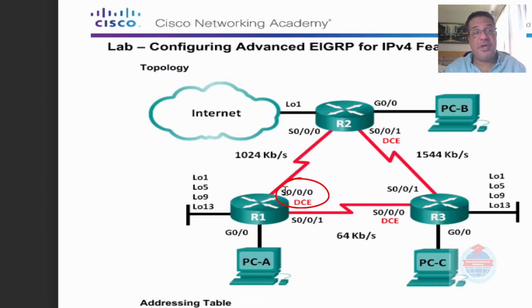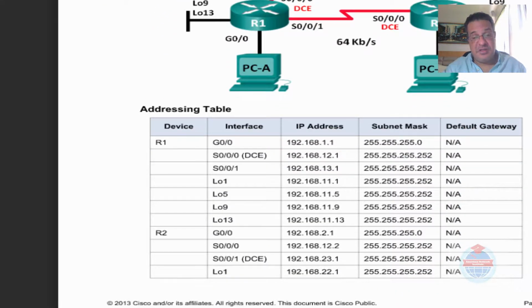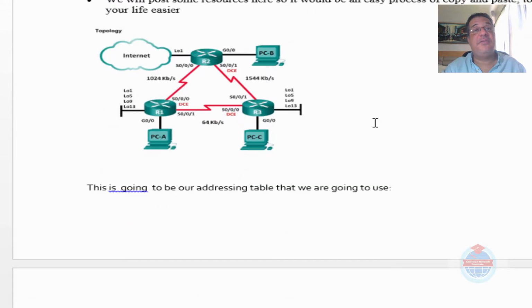The DCE is where you're going to be applying the clock rate. For example, on the connection S0/0, the clock rate is going to be applied over here because you see the DCE. The same thing in this router on the connection interface S0/0, and over here on the interface S0/1. So these are the values that they have over here, and these are the values that we are going to be applying in real life.